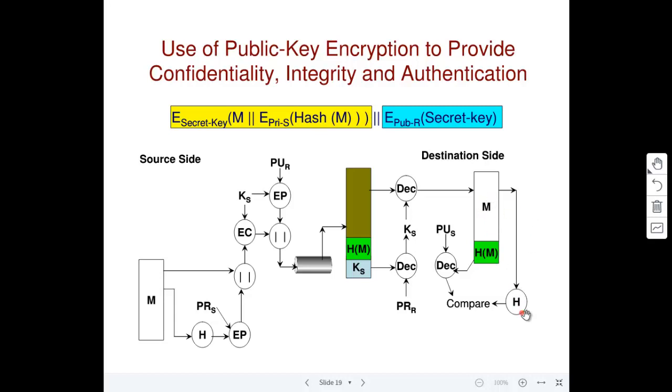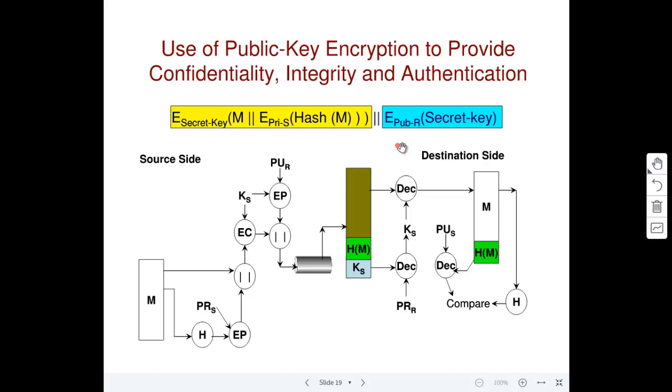If both of them are matching, then the message did not get changed during transmission, and it was also sent by the intended sender. And there's confidentiality because nobody else other than the receiver could process or see this whole thing, because it was encrypted with the secret key that can be decrypted only with the private key of the receiver. So this way you can provide all the three things: confidentiality, integrity, and authentication.